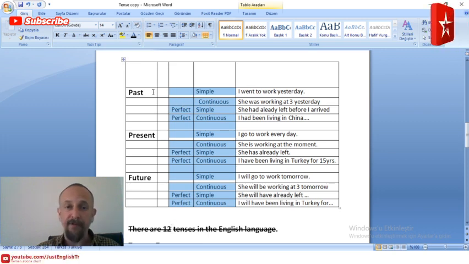If we want to talk about the past, we still need to decide if that action is going to be simple or continuous. We need to decide if that action is going to be perfect simple or perfect continuous. Again, if we decide that we need to talk about the present, we still have 4 possible choices: simple, continuous, perfect simple, and perfect continuous.